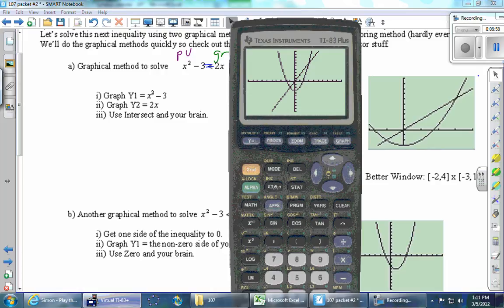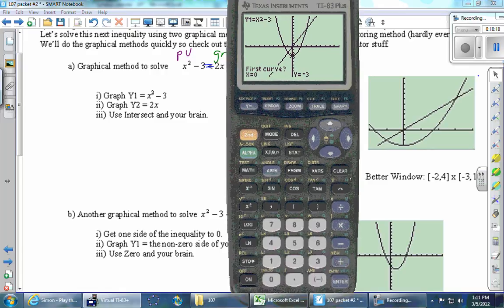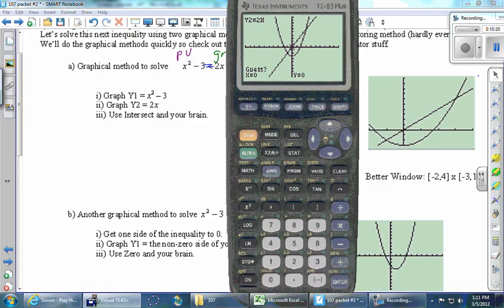Where will I find intersect? It's inside of second and then trace, which says calc. And you can see number 5 here says intersect. So we'll hit 5. And then you hit enter 3 times. And it should give us one of those points of intersection. There are 2.